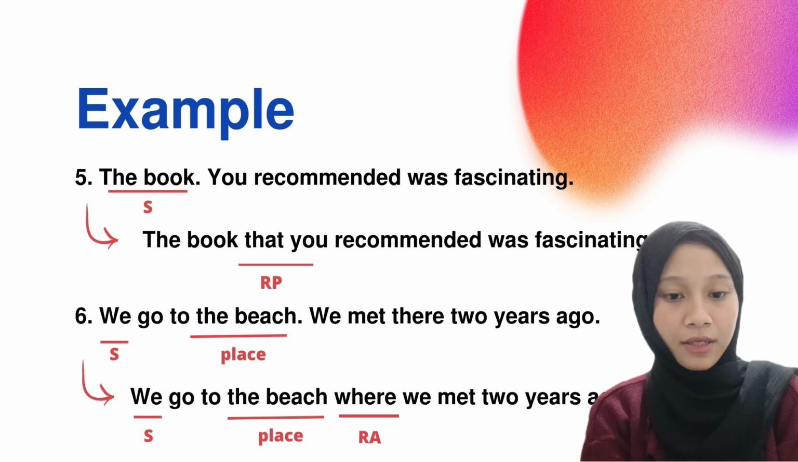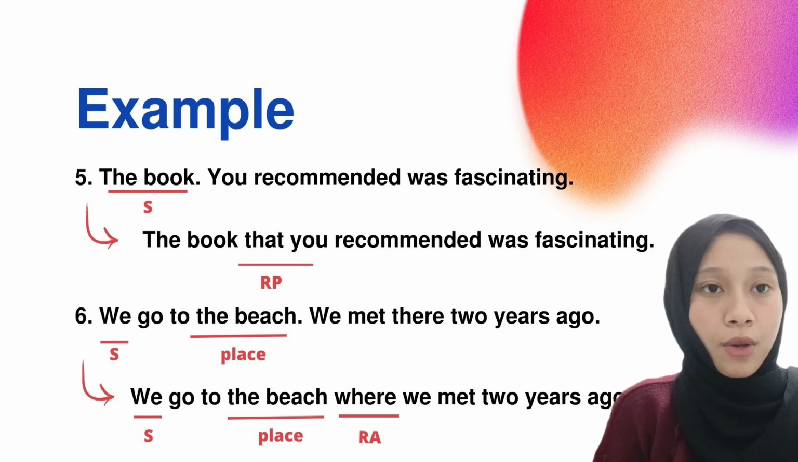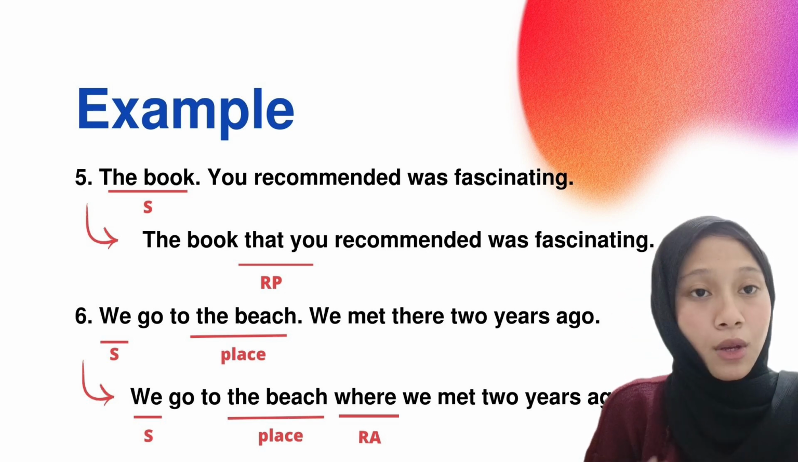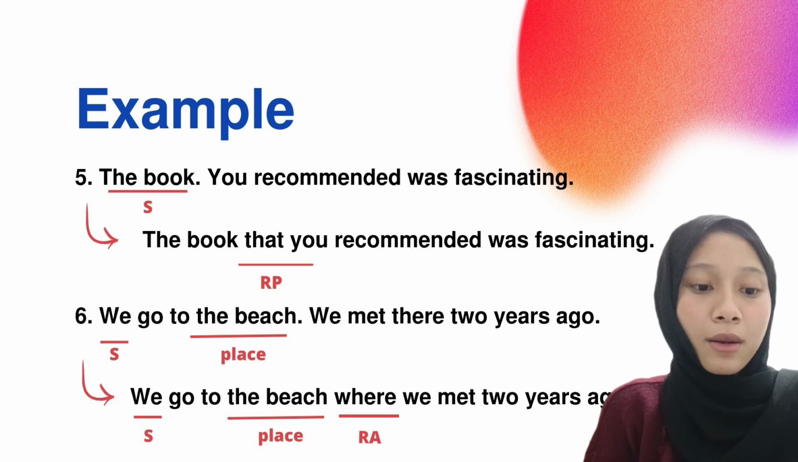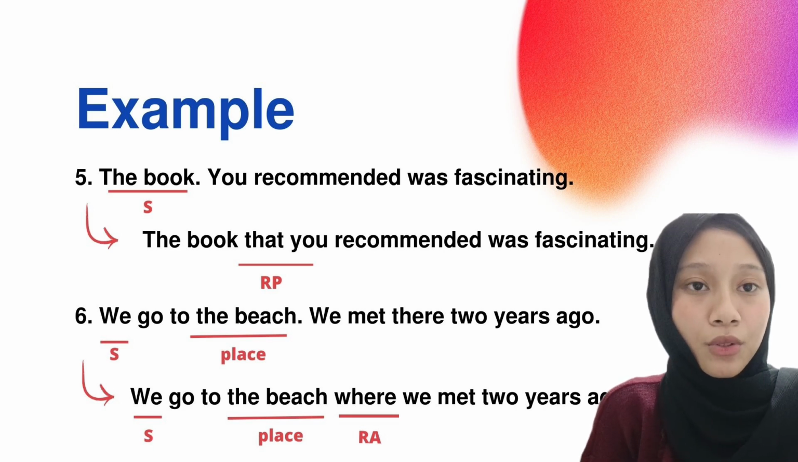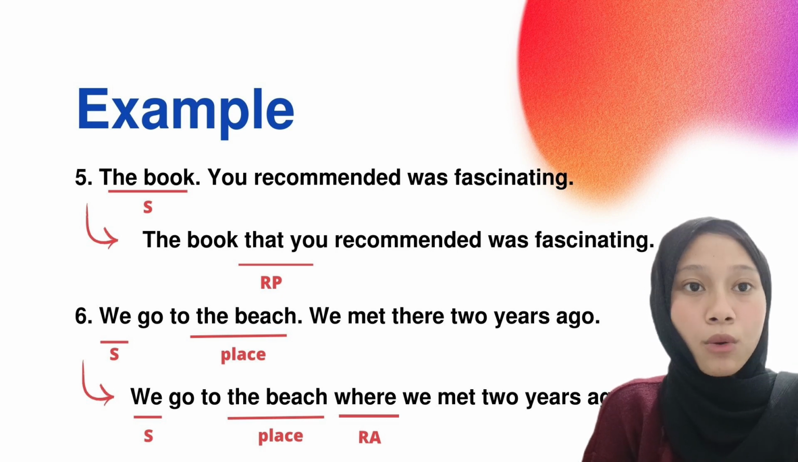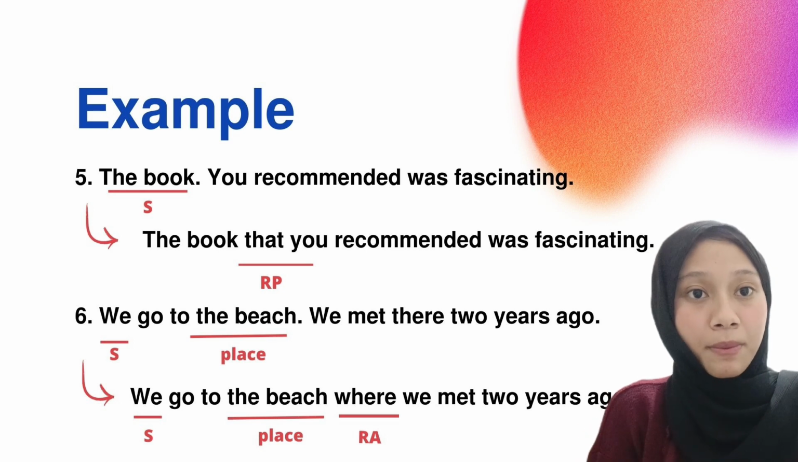Last but not least, we go to the beach. We met there 2 years ago. We can combine two sentences with where. So, we go to the beach where we met 2 years ago. Why do we use where? Because the beach describes the place.